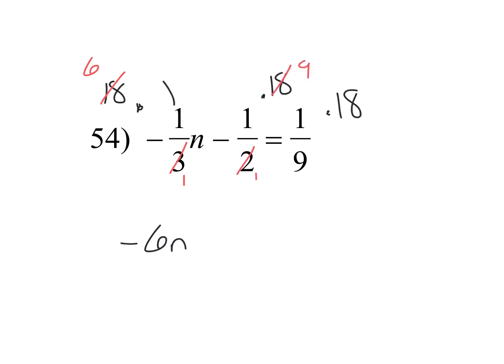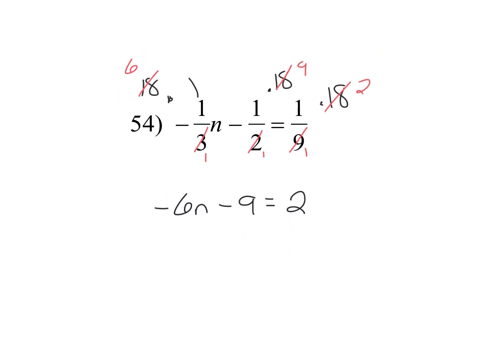Looking at the next term, how many times does 2 go into 18? 9. What do I have left there? -9. And then on the right, how many times does 9 go into 18? 2. So what do I have left on the right? 2. Equals 2. Is everyone okay with that process right there? Does everyone understand how I got 18? Okay. Now we just got to solve.